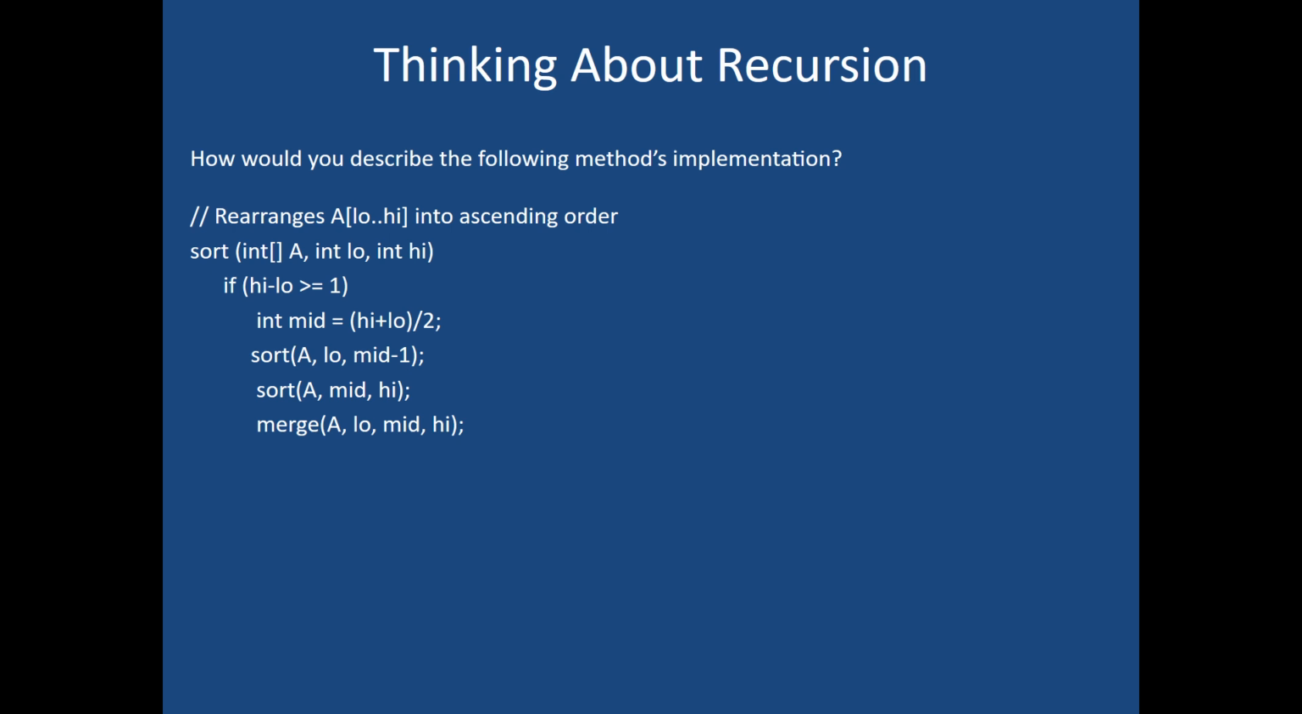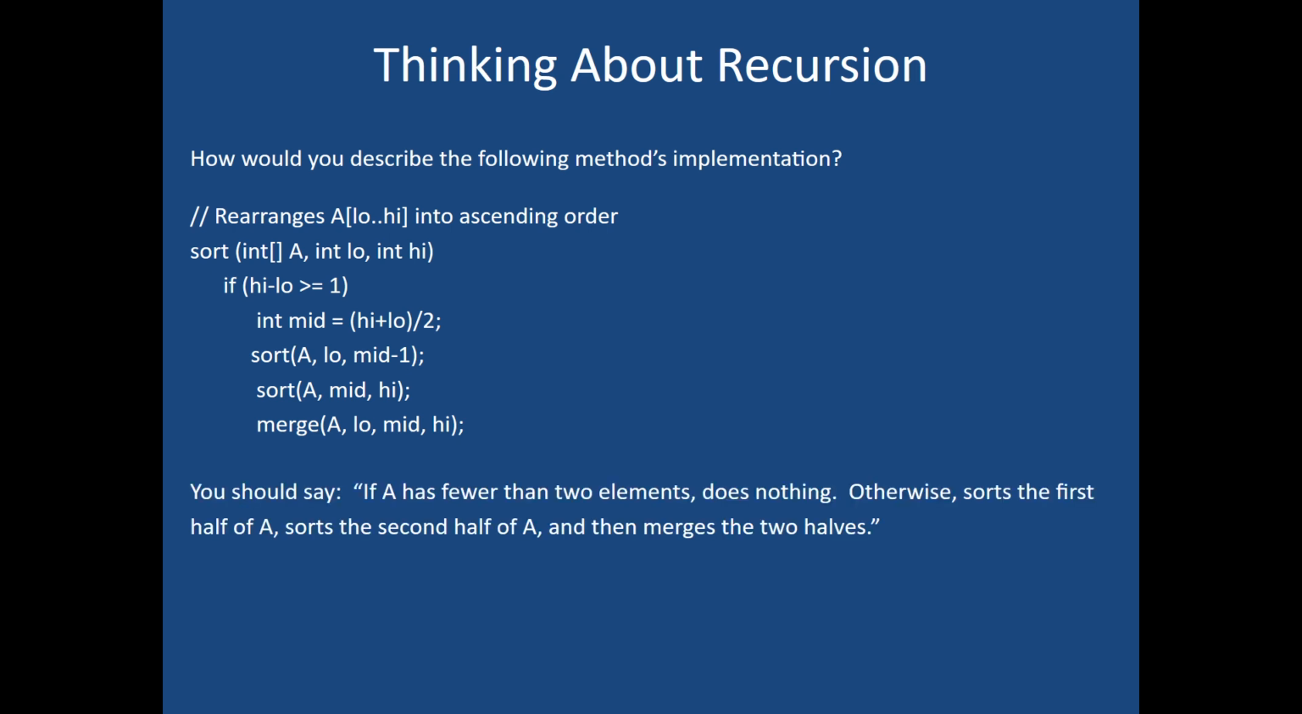Okay, so let's compare these two. I don't want to pick on anybody, but one of those explanations is the way I encourage you to think about it, and the other isn't. So I'm glad we have both answers. You should approach it like that isPalindrome method. If A has fewer than 2 elements, it does nothing. Okay, that's easy to see. Otherwise, it sorts the first half of A, it sorts the second half of A, and then it merges the two halves. That's what the code says. And that's the way you ought to think about it.